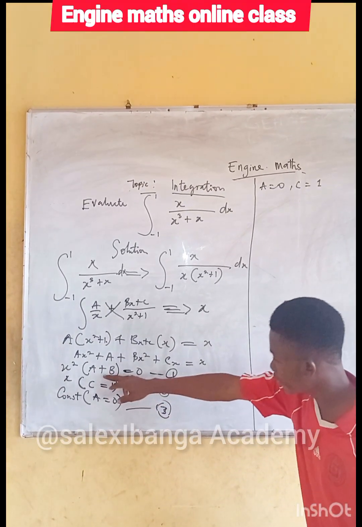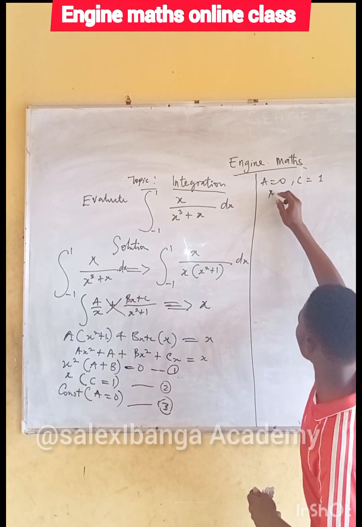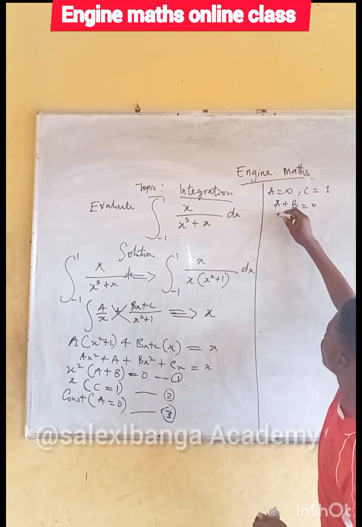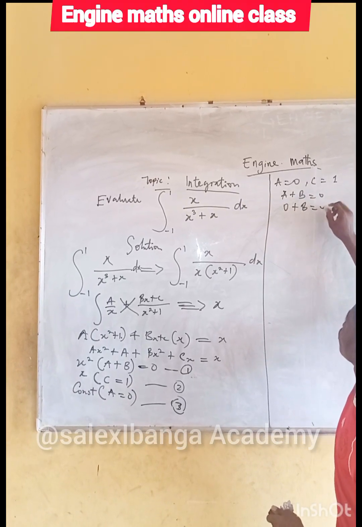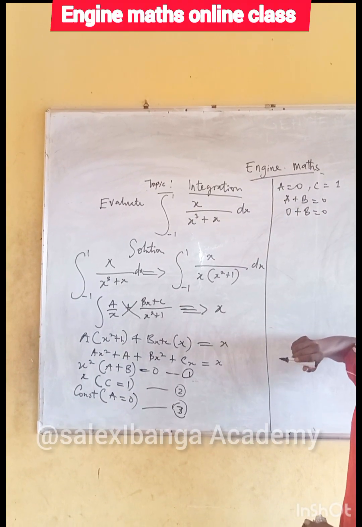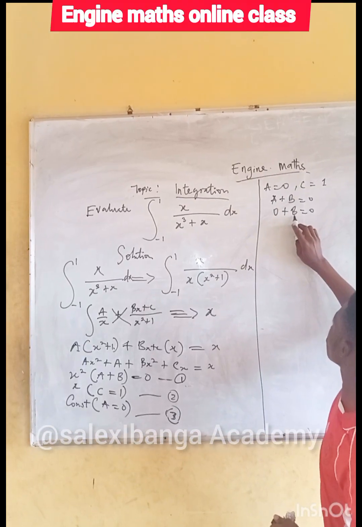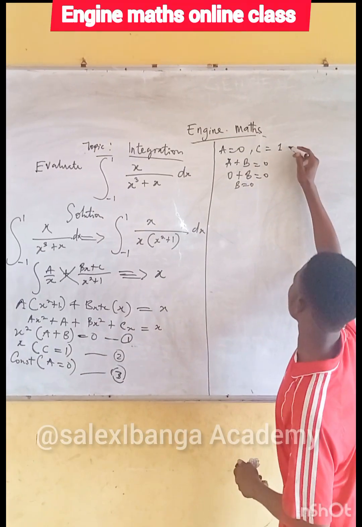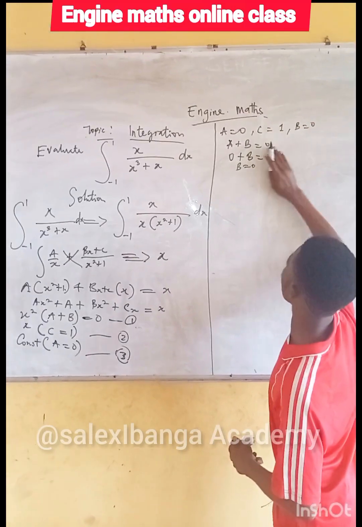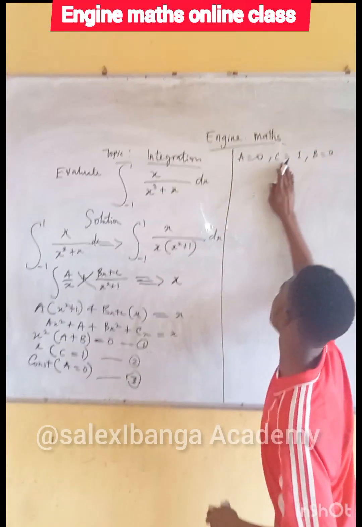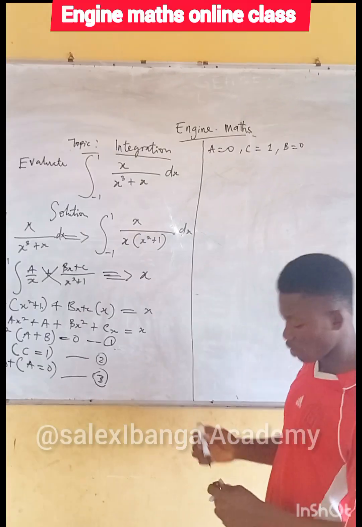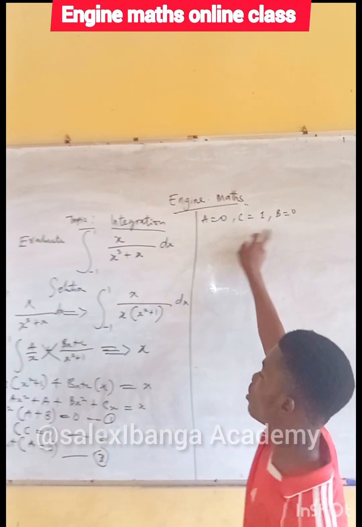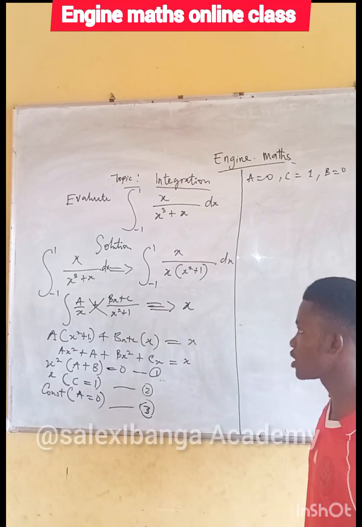Let's check equation 1. Equation 1 says A plus B equals 0. You know that our A is 0, so that means it will be 0 plus B equals 0. It's telling us that our B is also 0, because once I make this solving formula, I'm having B equals 0. So B is also equal to 0. From there, we can substitute inside this one. Quickly substitute our values inside it, then we integrate, then get our value.